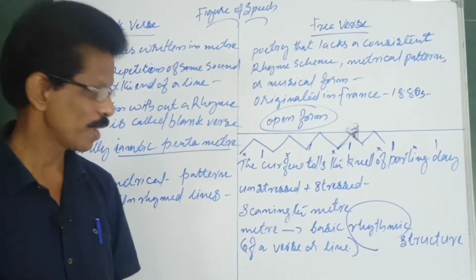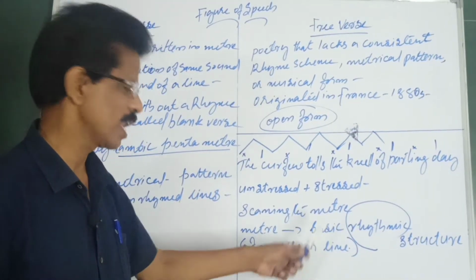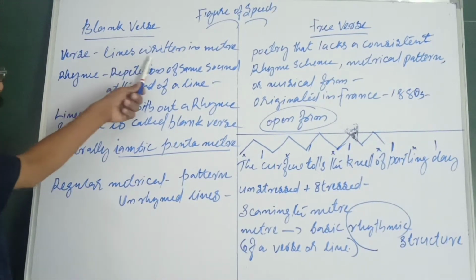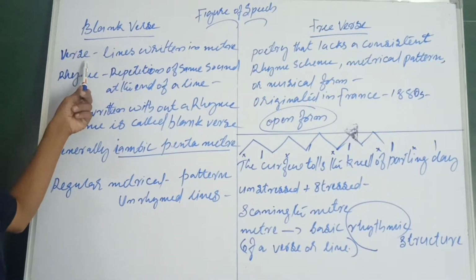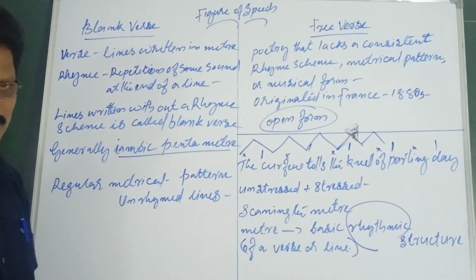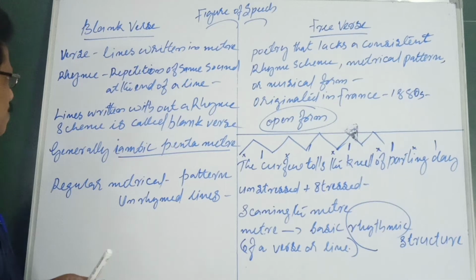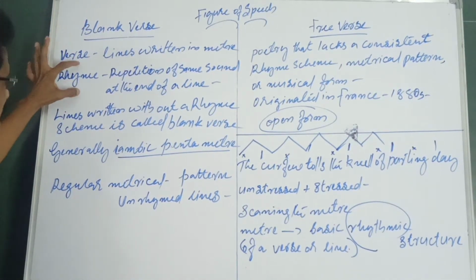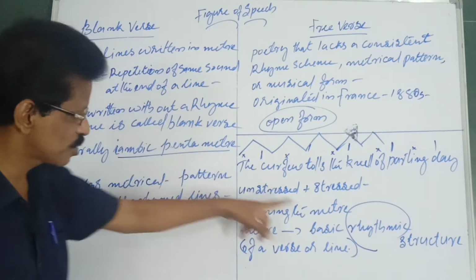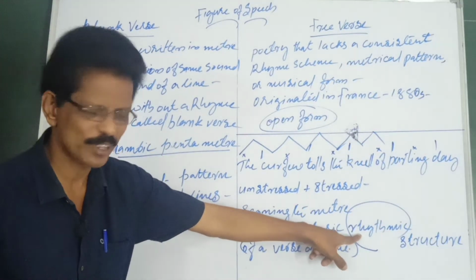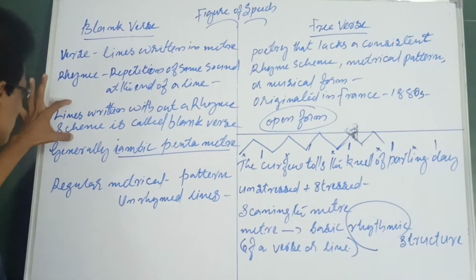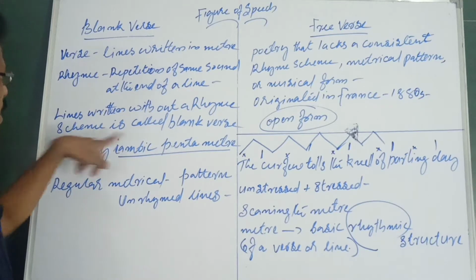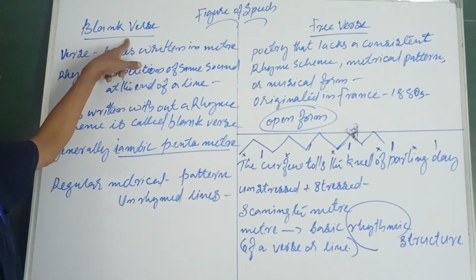You see, the rhythm of a line of a verse is called a meter. So lines written in meter are called a verse. Simply a line of a poem, not like prose. That is called a verse. So this verse will have a rhyme scheme. The rhyme scheme will give it rhythm, a musical effect. Lines written without a rhyme scheme are called blank verse. Is it clear to you?